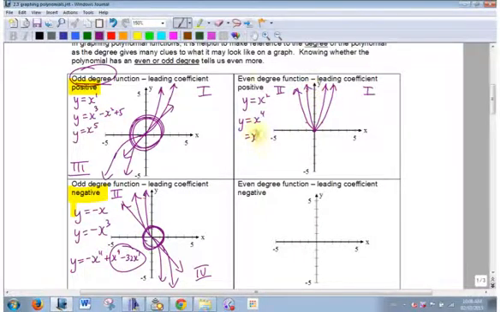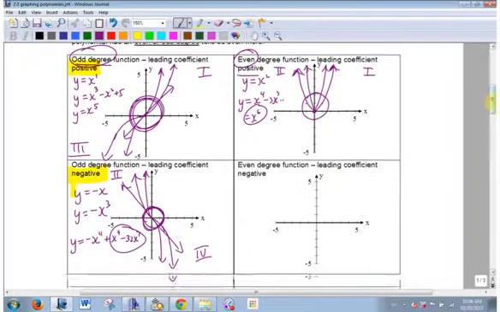Okay, so any positive even degree function where the coefficient is positive is going to look like that. Maybe some strange stuff going on in there if I add this kind of stuff, but I know it's always going to go up, in quadrants 1 and 2. The bigger the degree just means there's possibly some more x-intercepts and things. And we'll see that in a sec.